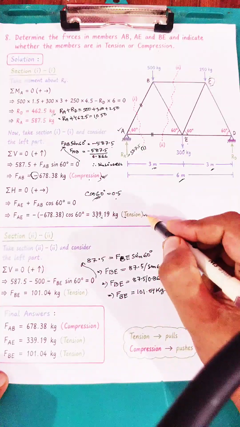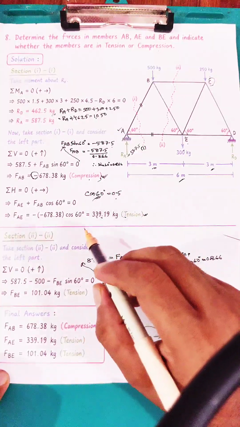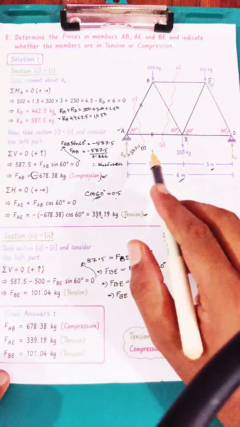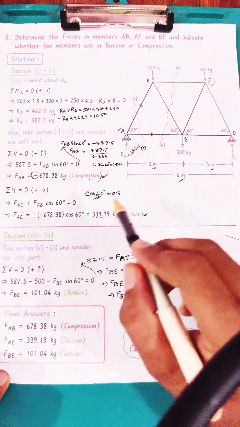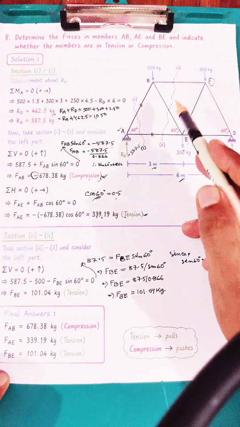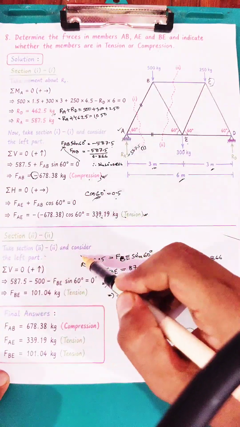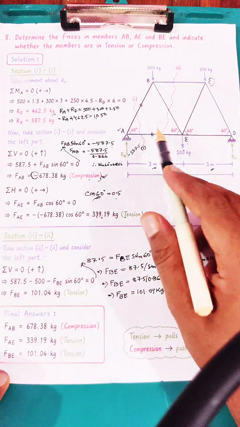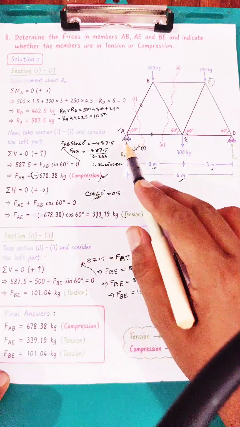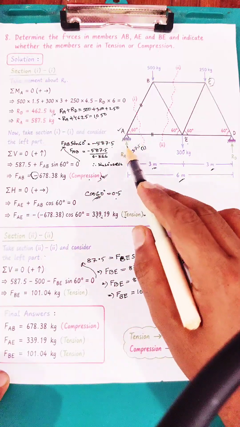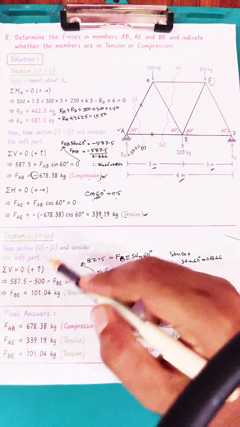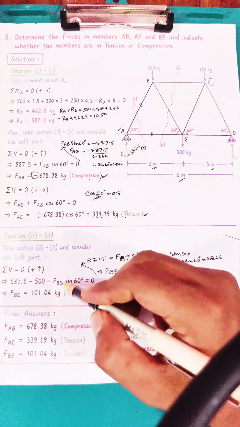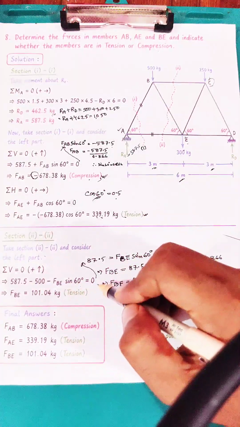So now step 4, the section through BE. Now we need to find the force in member BE. For this, take the second section shown as section 2-2 and again consider the left portion. We apply vertical equilibrium, V equals 0, taking upward as positive. So 587.5 minus 500 minus FBE sin 60 degrees equals 0.